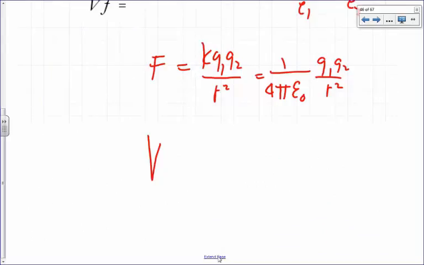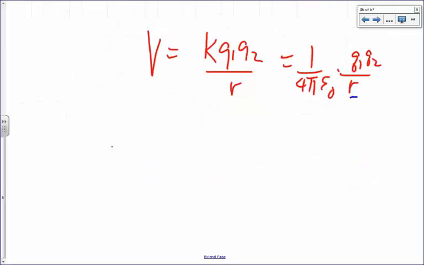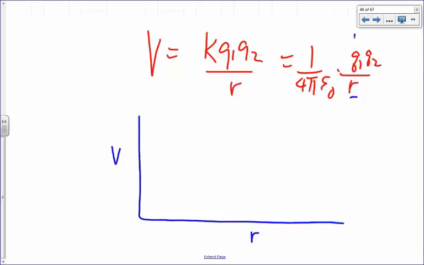Potential energy is just K Q1 Q2 over R. This is 1 over 4 pi epsilon naught times Q1 Q2 over R. So instead of R squared, it's just R. Let's plot that just so you'll remember. Potential energy versus distance. Let's say you have two protons, two positive charges.